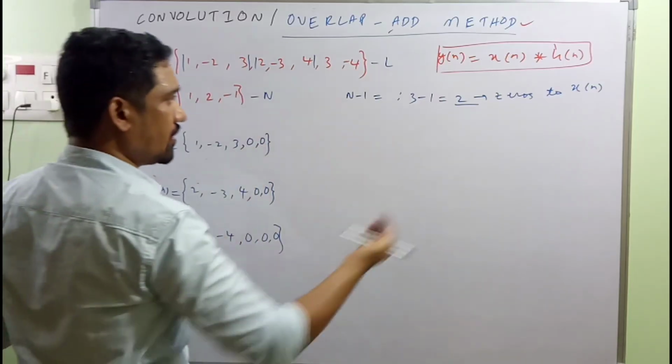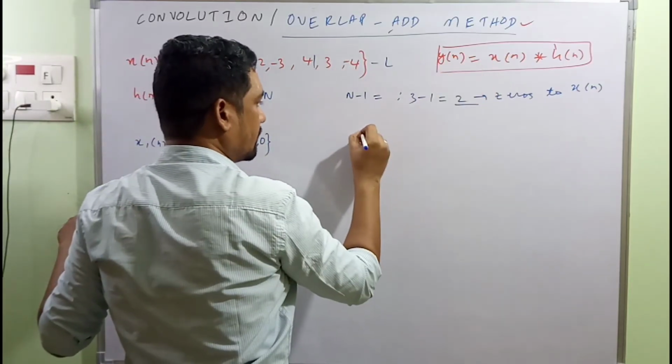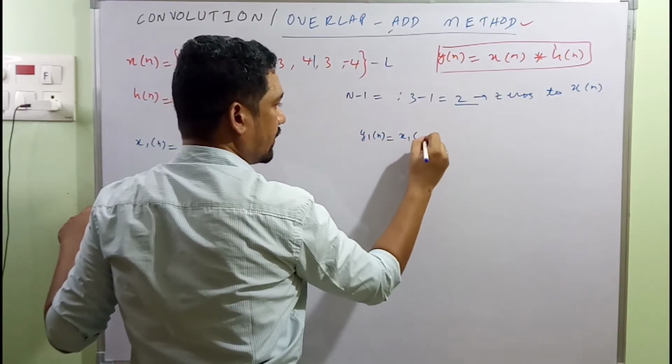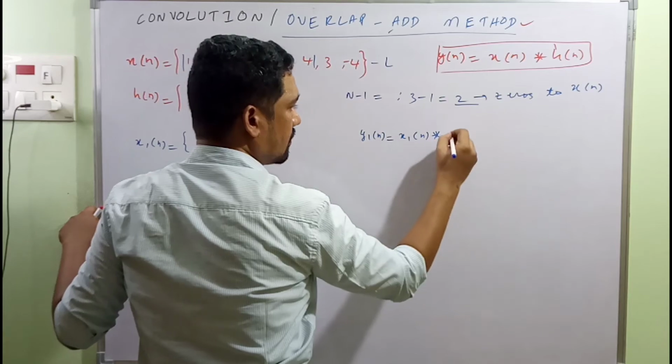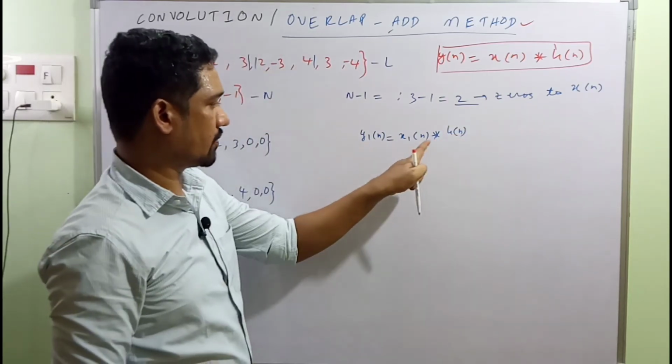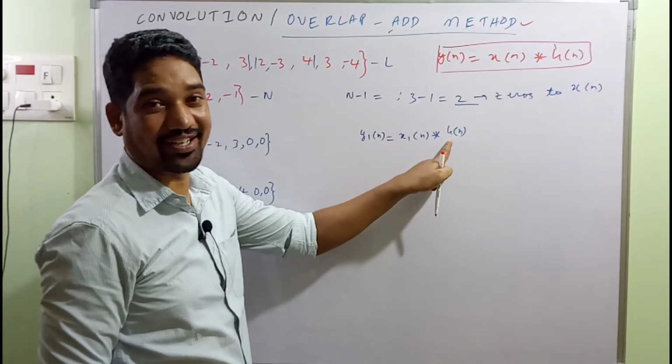Now how to obtain our y of n from here? y of n will be equal to x1 of n convolution h of n. A beginner shouldn't get worried about the convolution, it isn't rocket science, okay?